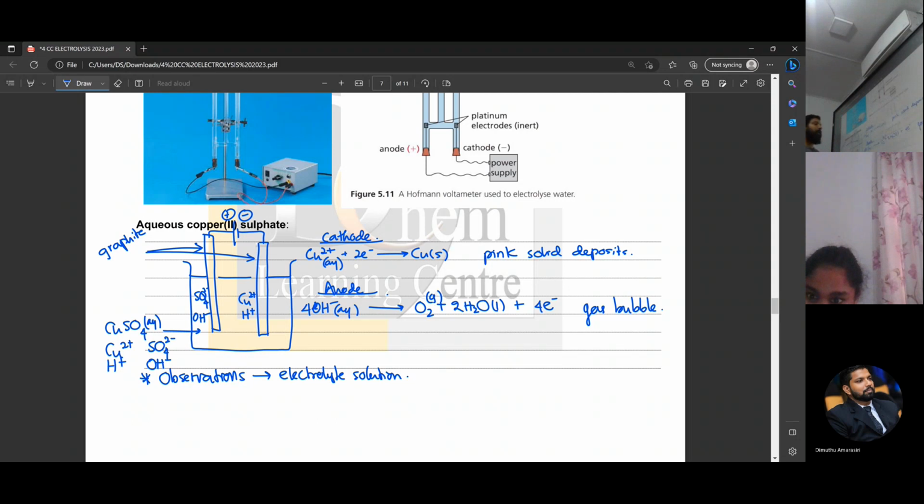Now what happens to the electrolyte? You know the color of the electrolyte is blue. Why is it blue? Due to what? Copper 2 plus. So then what happened to the color of the solution? It fades. The copper 2 plus concentration is reduced because the copper 2 plus is going to deposit on the cathode. So then there's an extra explanation you write: the blue color of the solution fades.